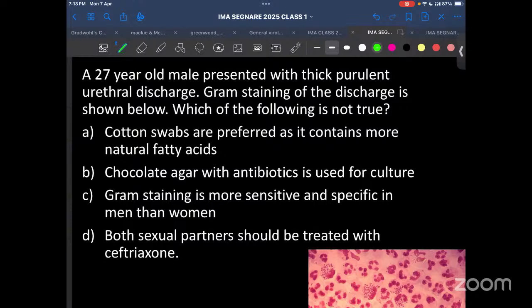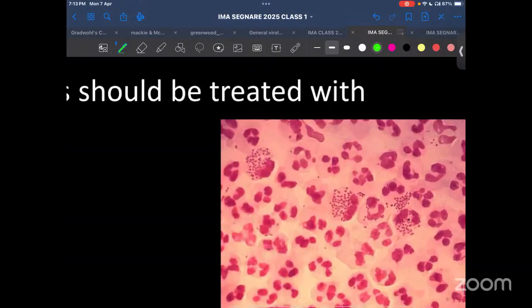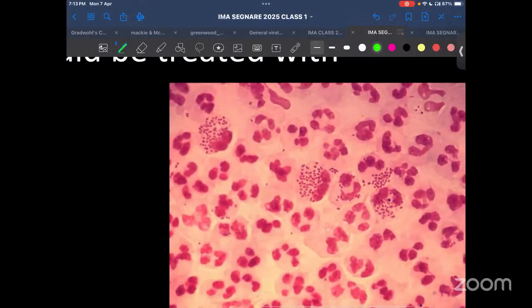Before going to our answer, what is the organism shown here? This is urethritis caused by gonococci, so this is gonococcal urethritis. How did we come to know that? We have to look at the gram stain. We have discussed how to interpret a gram stain, so similarly we will see what is happening here.